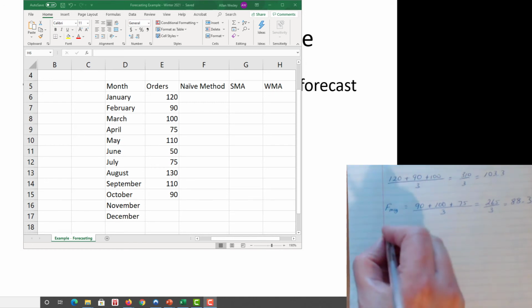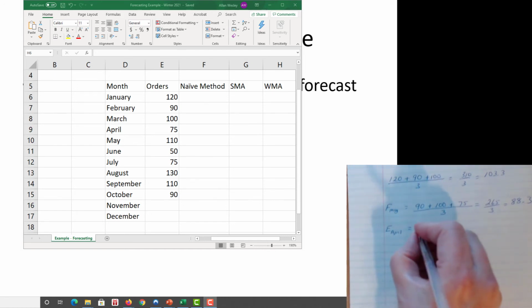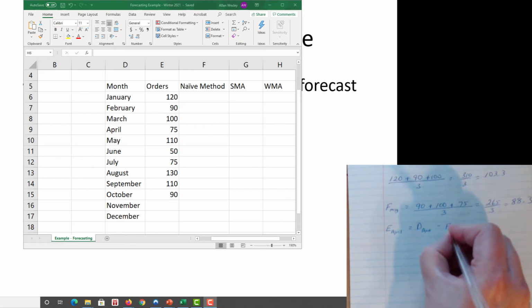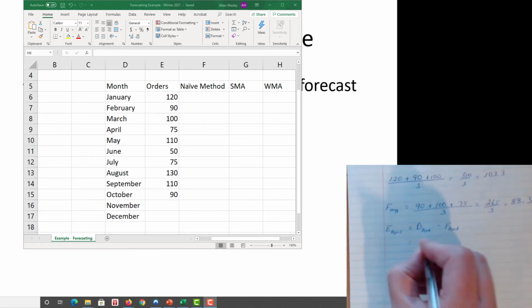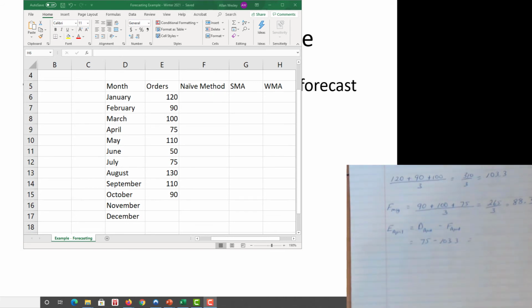But let's look at error. Okay, let's look at the error for April. Error for April. That's the demand for April minus the forecast for April. And what does that equal to? Well, our demand for April was 75 minus our forecast for April, which was 103.3, right? And that's not looking too good, is it? And so we're looking at about minus 28.3.